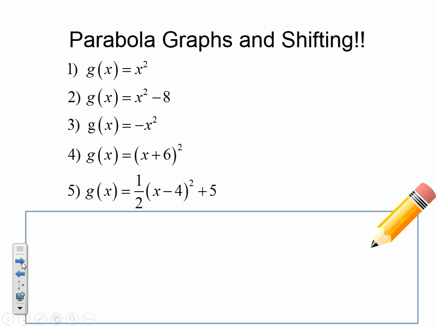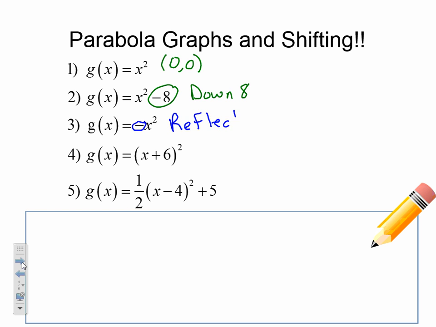Now we're going to talk a little bit about shifting. I would highly recommend you write this down so you can go back and look at it, alright? Now the first 5 are just examples from the past. If we look at x squared, which would be our parent function, we're not going to have any shifting. We're just going to be at 0, 0. Now, if we look at number 2, we have x squared minus 8. Well, that minus 8 makes us go down 8. If we look at the third one here, this negative makes it a reflection. So it's going to be flipped, okay?